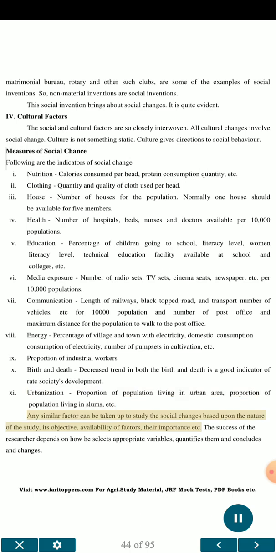Any similar factor can be taken up to study the social changes based upon the nature of the study, its objective, availability of factors, their importance, etc. The success of the researcher depends on how he selects appropriate variables, quantifies them and concludes on changes.